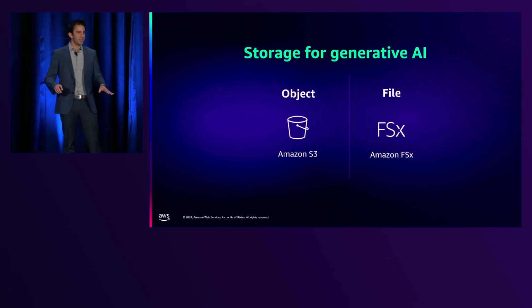For the rest of this session, we're going to focus primarily on Amazon S3 and Amazon FSx for Lustre, since these are the dominant services used when training or supporting Gen AI applications.